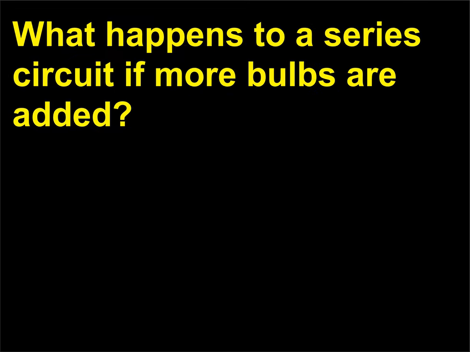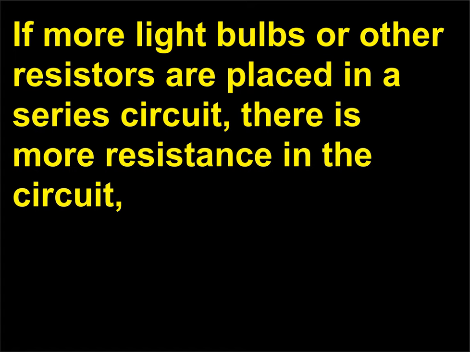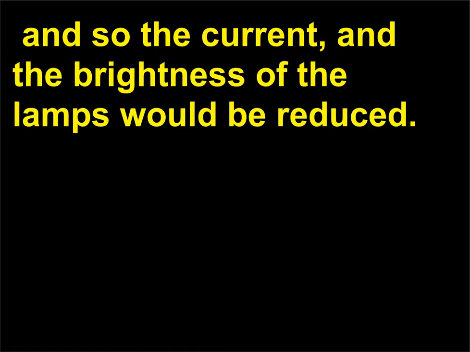What happens to a series circuit if more bulbs are added? If more light bulbs or other resistors are placed in a series circuit, there is more resistance in the circuit, and so the current and the brightness of the lamps would be reduced.